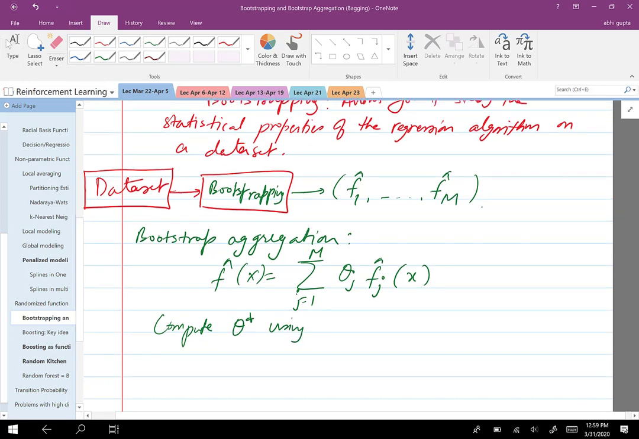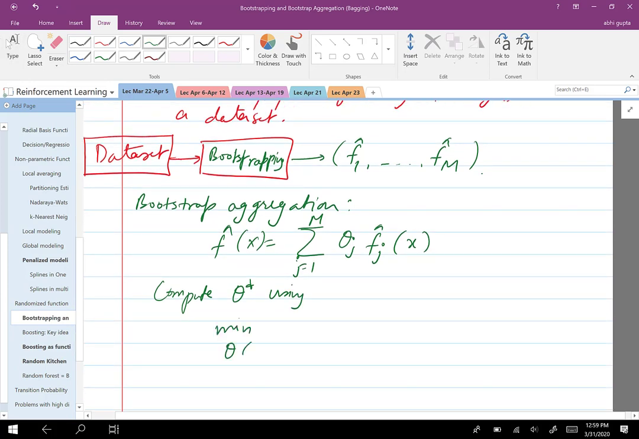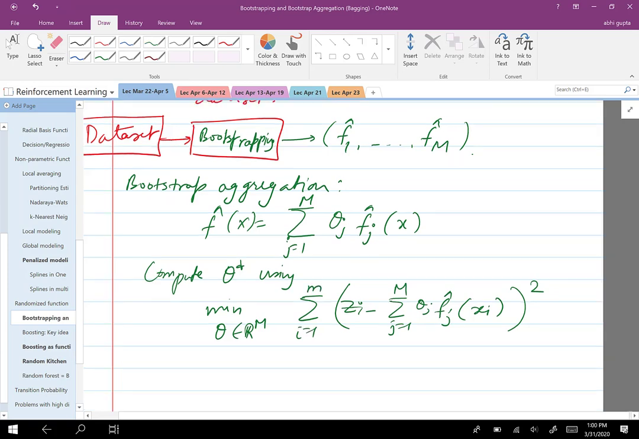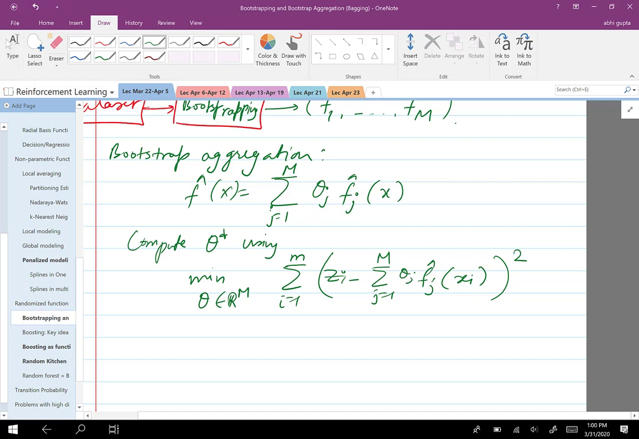Using minimize over theta in R^M of the summation over i equals 1 to small m of z_i minus the summation over j equals 1 to M of theta j f hat j of x_i. Okay, so by solving this minimization problem, you can find the optimal weights theta and use that theta as the function approximator. So your f hat of x would become the summation over j equals 1 to capital M of theta j star f hat j of x.